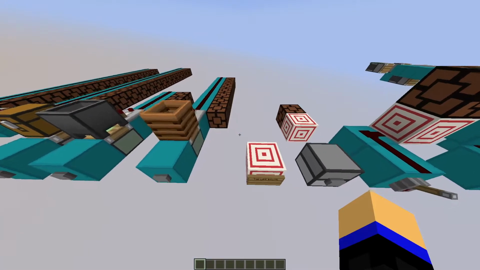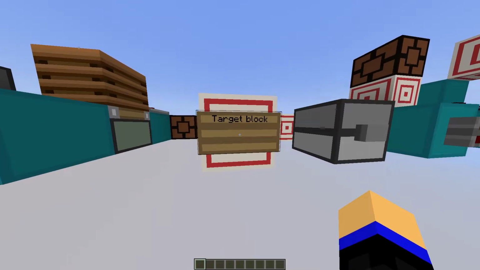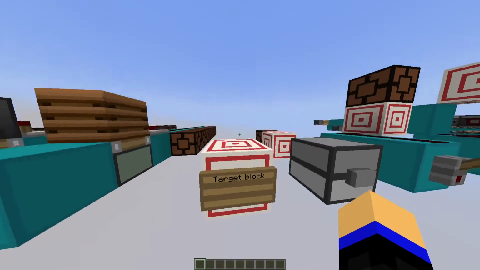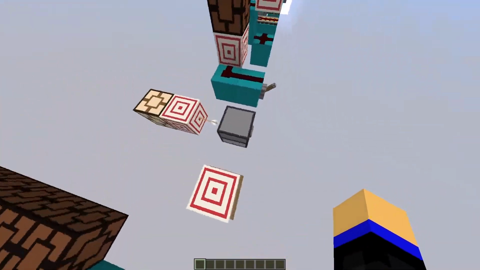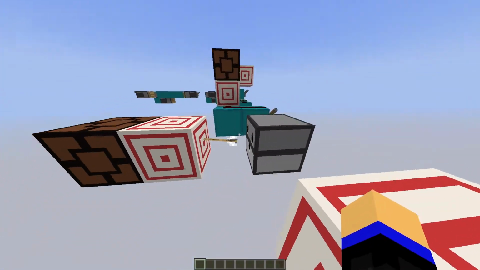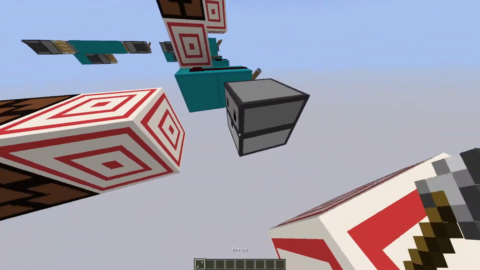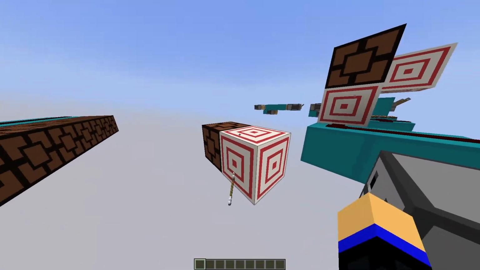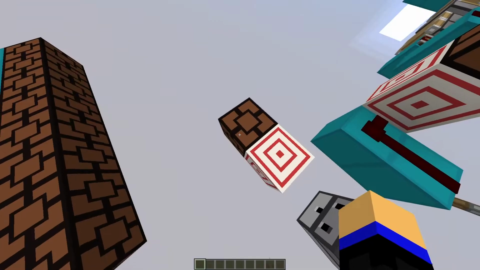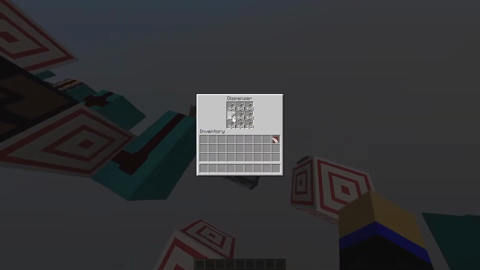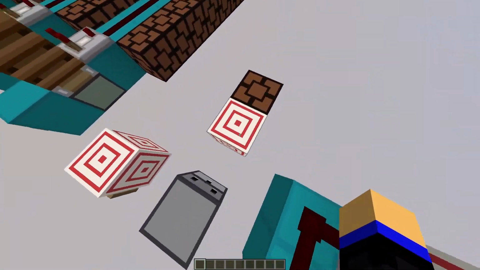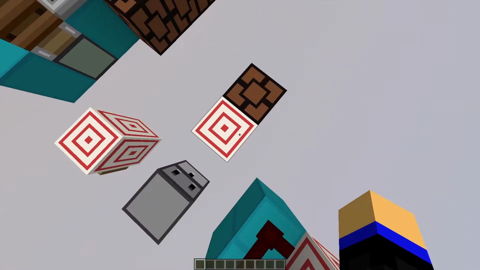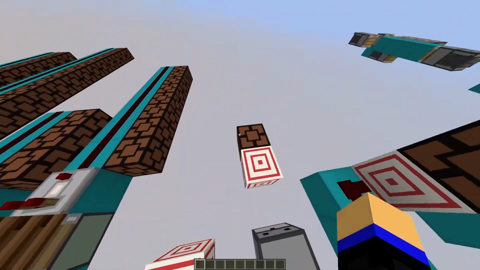We will move on to the target block now. The target block is a very useful block. Firstly, it can detect entities when they hit any side of the target block. So I have this dispenser that shoots an arrow to power this target block. This is very useful. You can alternatively use snowballs or eggs to hit this target block, and they will do the same thing basically.